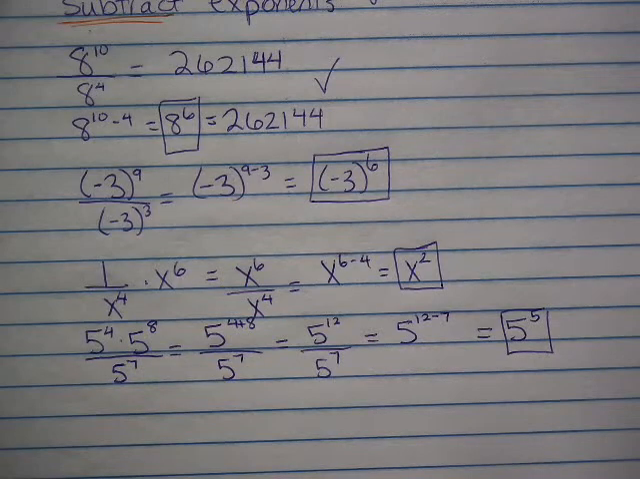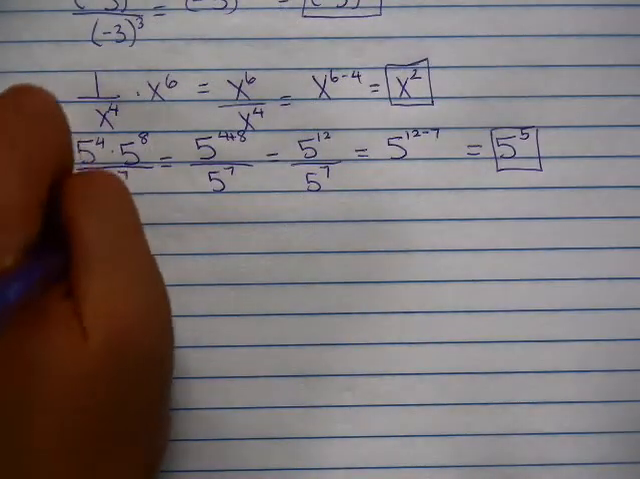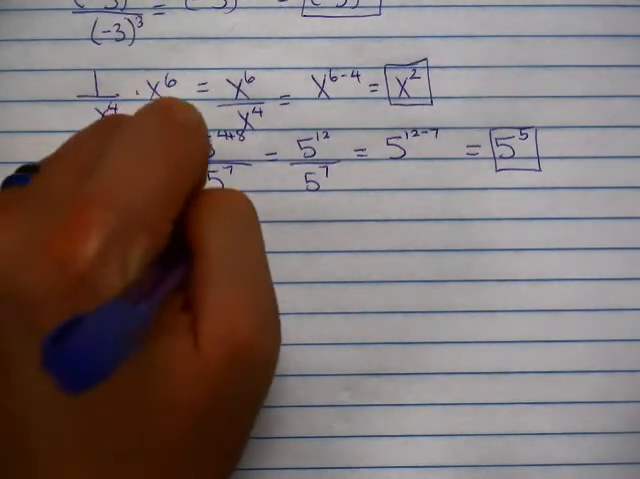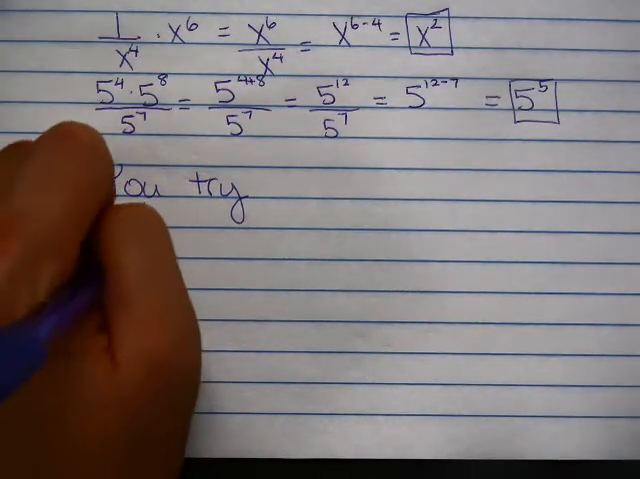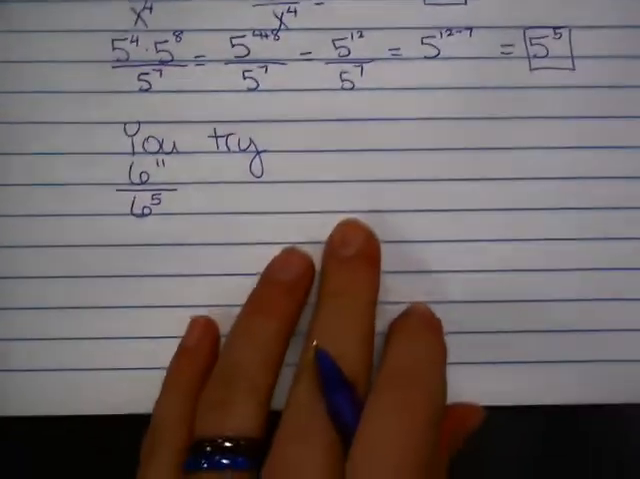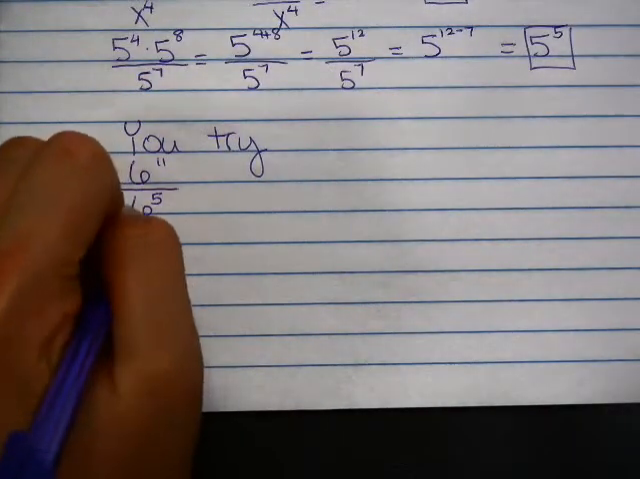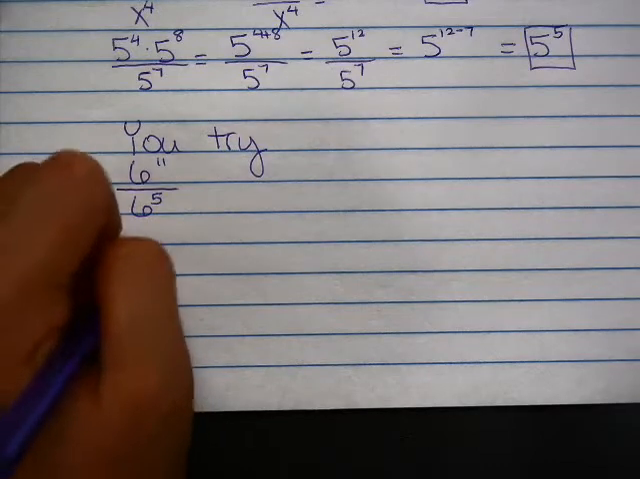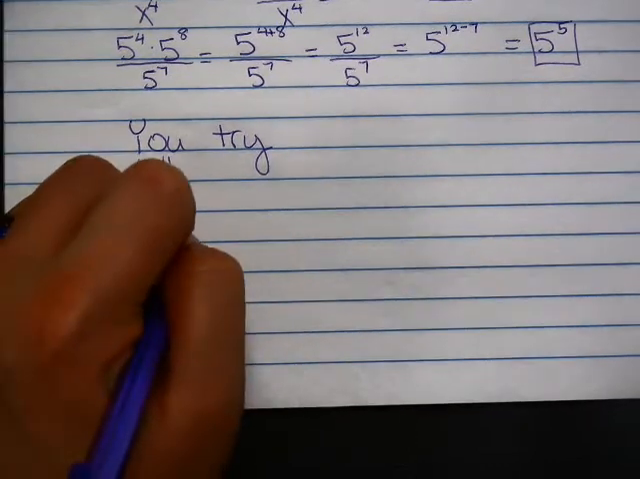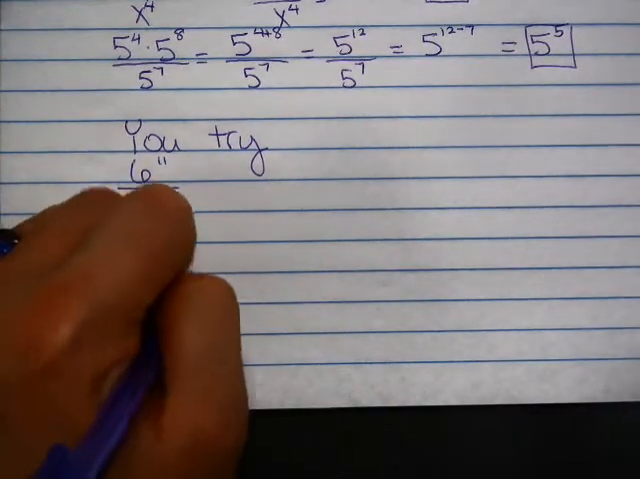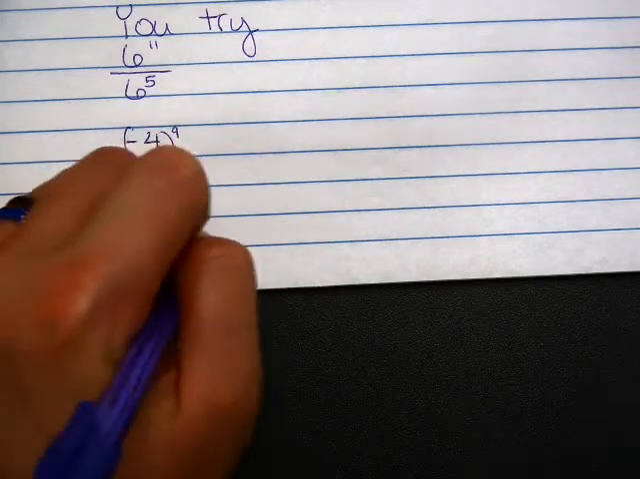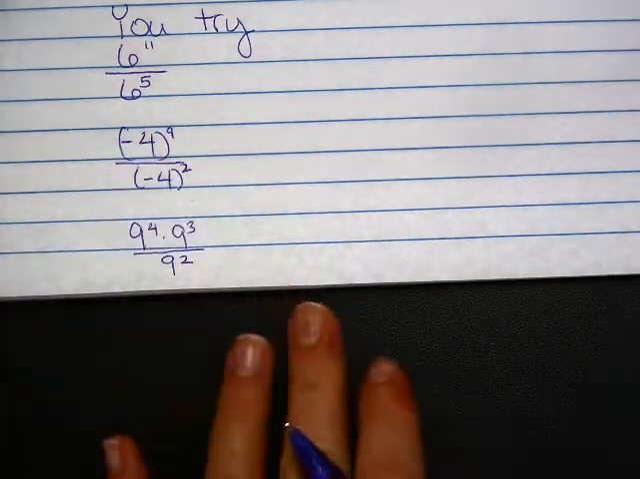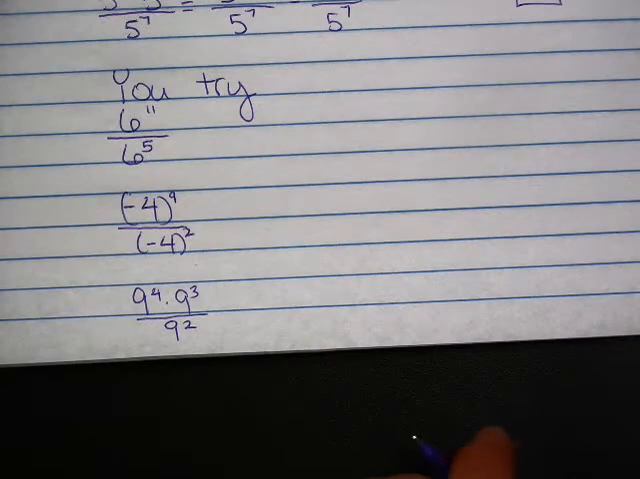So far so good. So I want you to try 6 to the 11 over 6 to the 5, and negative 4 to the 9th over negative 4 squared. And then last, 9 to the 4th times 9 cubed divided by 9 squared. So I want you to pause and solve.